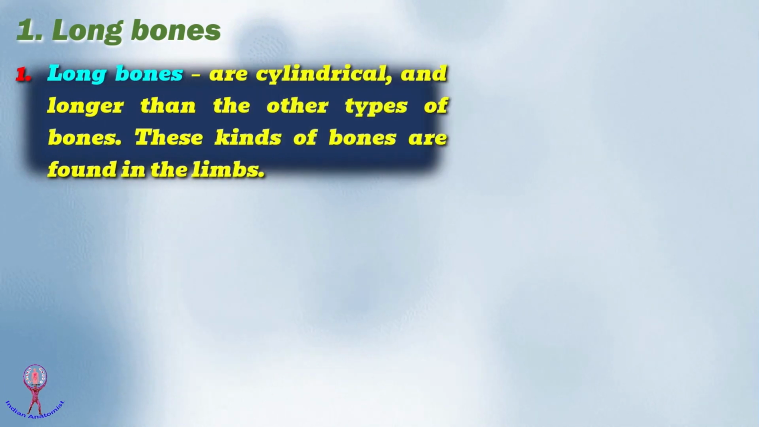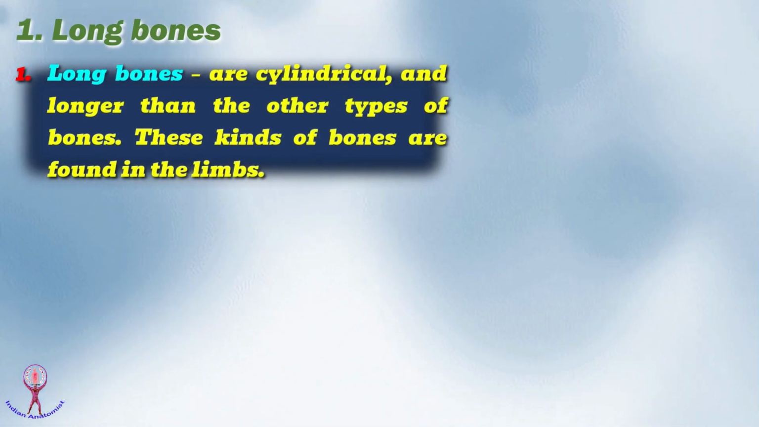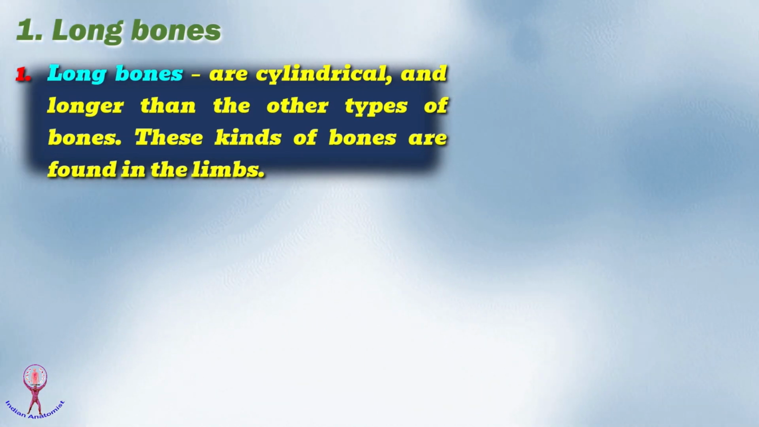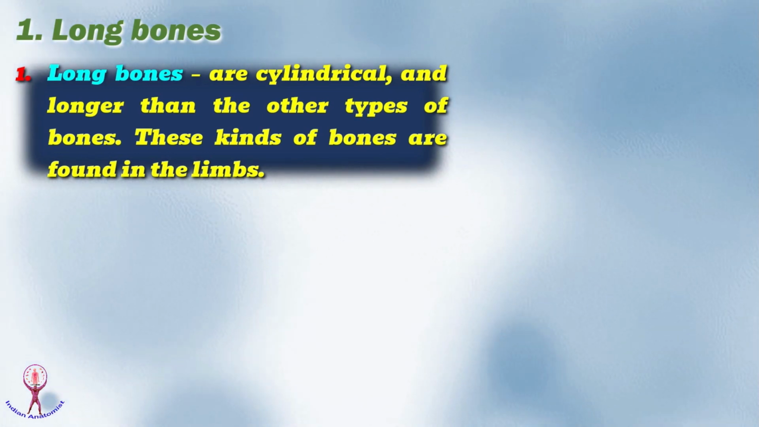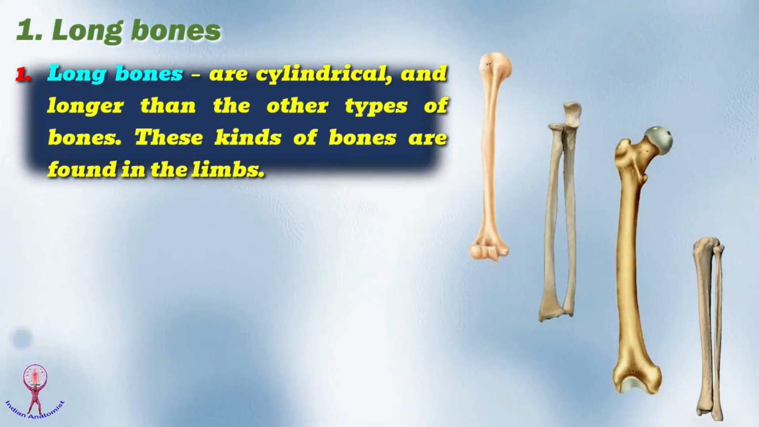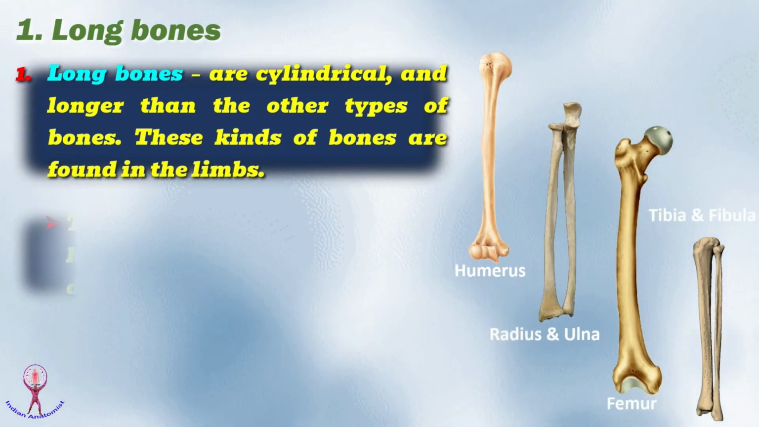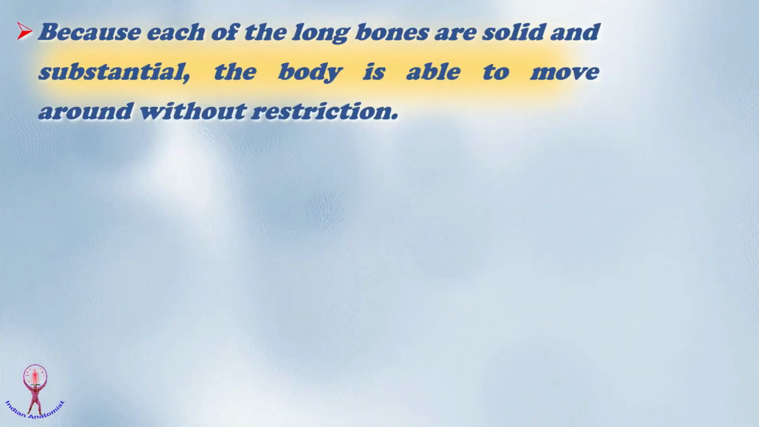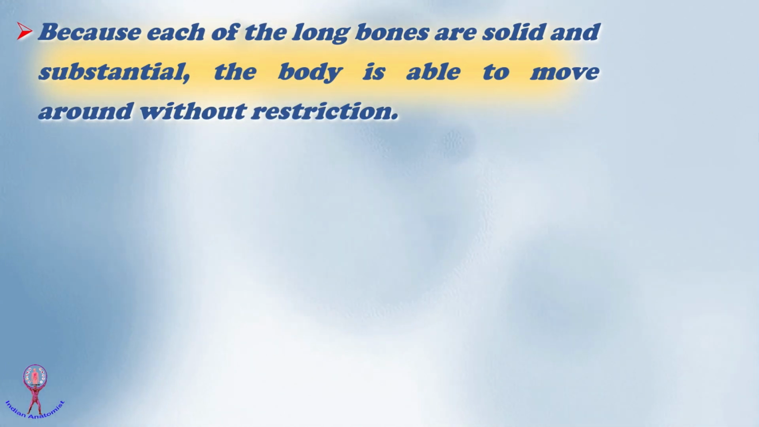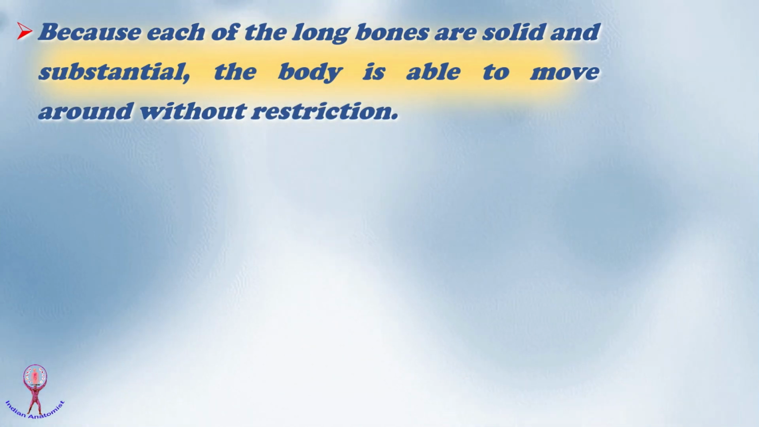What are long bones? Long bones are cylindrical and longer than the other types of bones. These kinds of bones are found in the limbs or extremities. These bones act like levers and help us to move by working with different muscles. Examples of long bones are humerus, radius, ulna, femur, tibia, and fibula. Because each of the long bones is solid and substantial, the human body is able to move around without restriction.